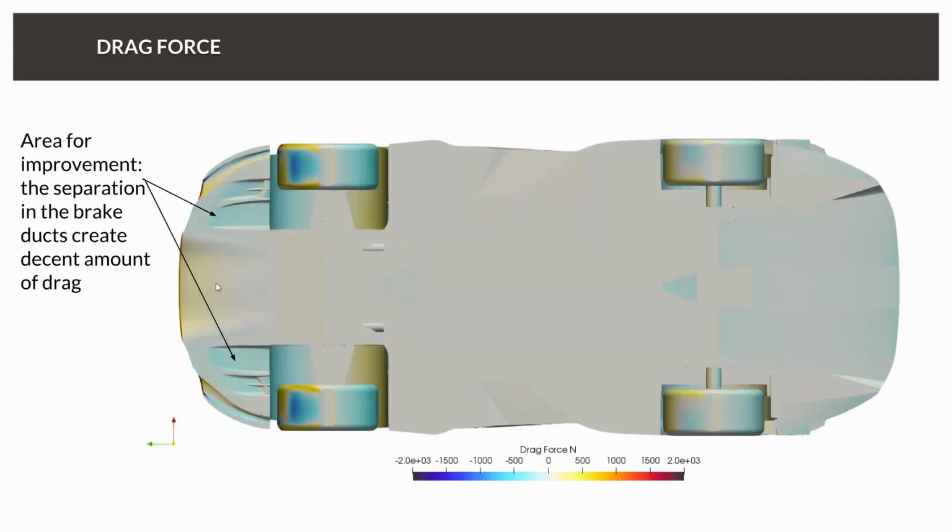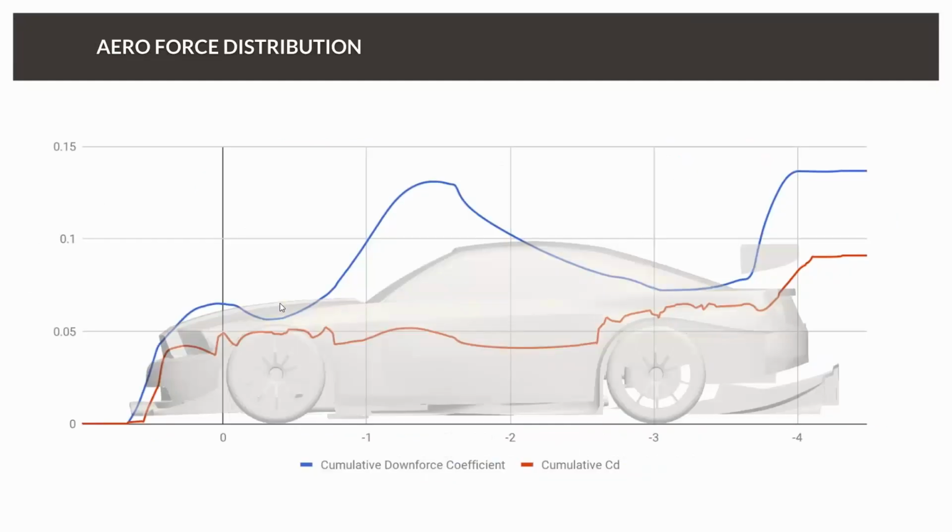And if we now take a look at the floor of the car, we can see again that the separation at the back is creating some drag, so maybe there's some optimization potential here. However, in general, the underfloor is generating some downforce and contributing just a little bit to drag.